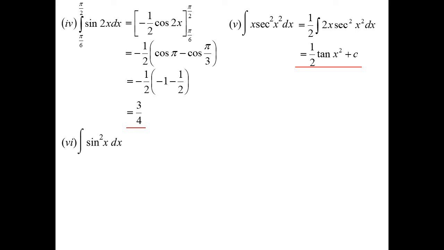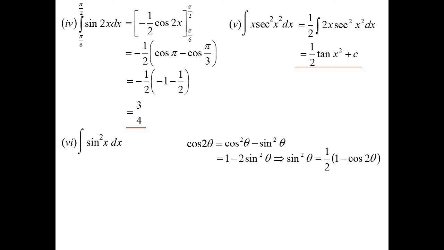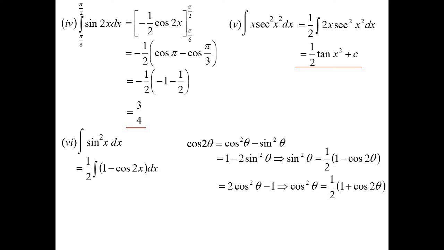I cannot remember the last time there's been an Extension 1 HSC and that question or variation of it hasn't been there. Because you need to remember your double angles in order to solve it. So sine squared, well remember, cos 2 theta, double angles. Different ways we could do it. We could say it's cos squared minus sine squared. But if I write it as 1 minus 2 sine squared and rearrange it, that means sine squared is a half of 1 minus cos 2 theta. If it was cos squared I was trying to integrate, then it'd be a half of 1 plus cos 2 theta. So I can now rewrite this integral as a half of 1 minus cos 2x.